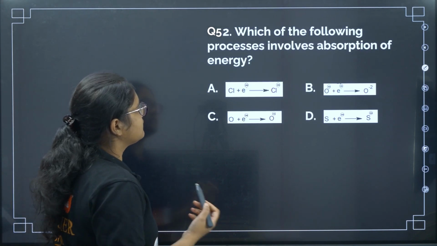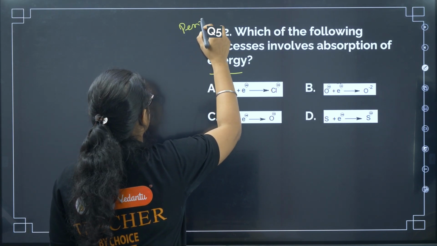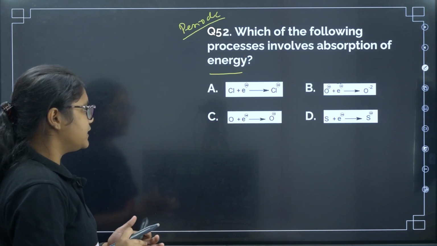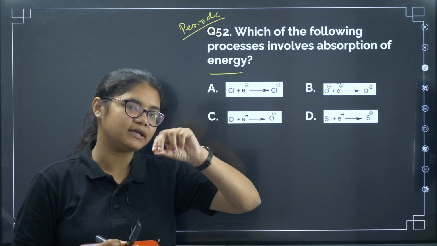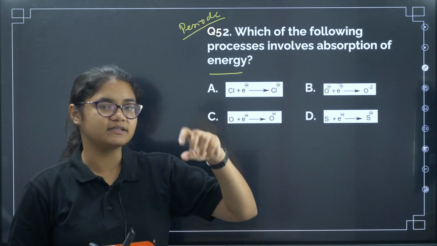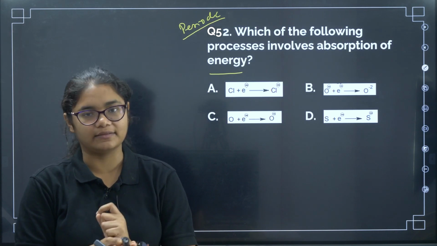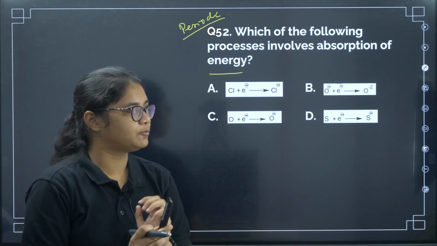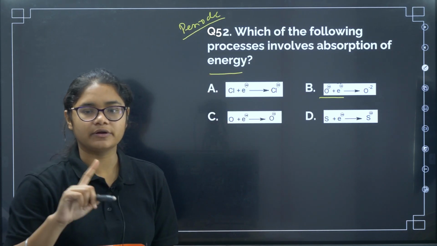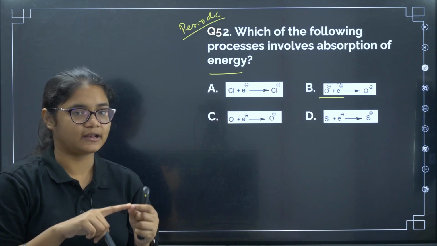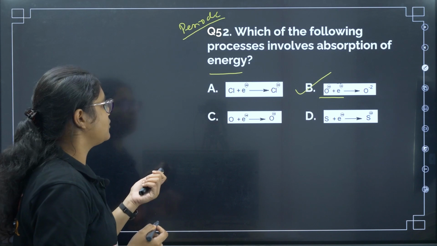Next, which of the following processes involves the absorption of energy? So this question is from your periodic classification. Whenever you add the second electron, we need to provide energy, because once an electron is already added, the species becomes negatively charged, so it will repel the incoming electron. So the second electron gain enthalpy requires energy, and it is an endothermic process. If you see here, when the first electron is added, energy will be released. Here you see O minus is there, meaning one electron was already added, and then you are adding another extra electron. So here we need to provide energy, so this will be endothermic. So the correct answer will be option number B.